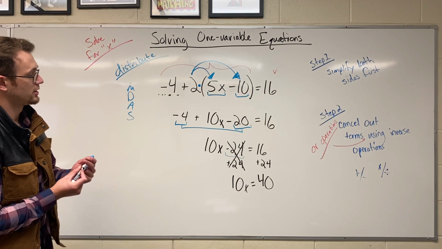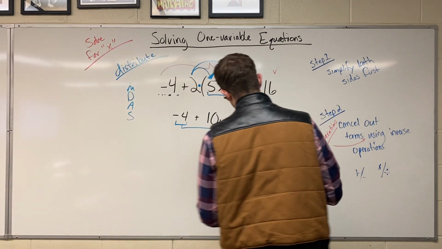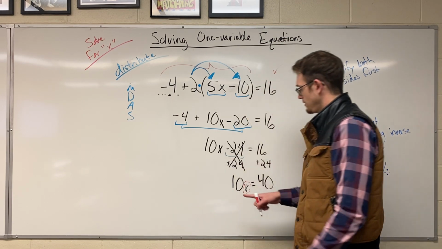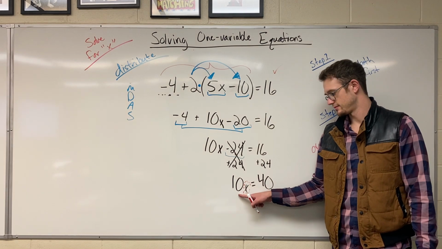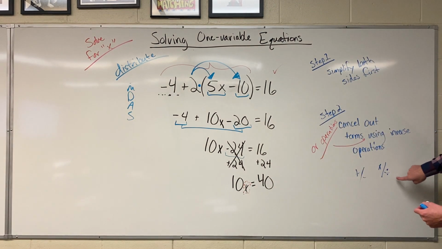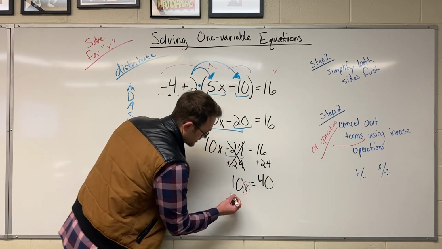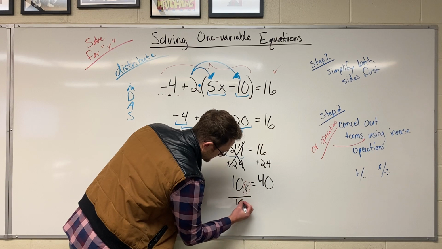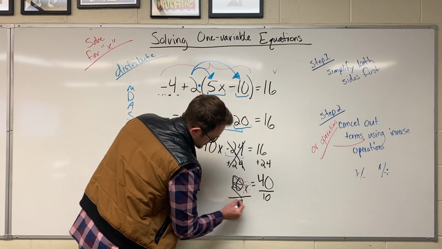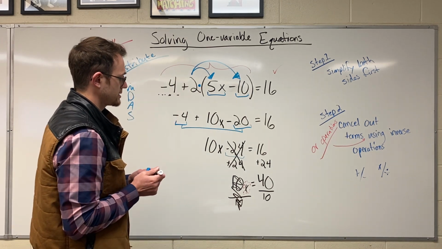Okay, I'm now to the very last step, all right? I want x by itself. There's still multiplication. 10 times x, right? How do I get rid of multiplication? What's the inverse of multiplication? Division. All right, so let's divide by 10. All right, I get my x.